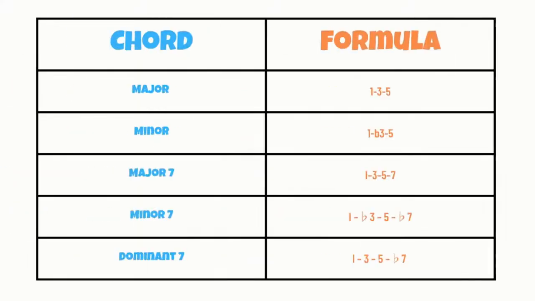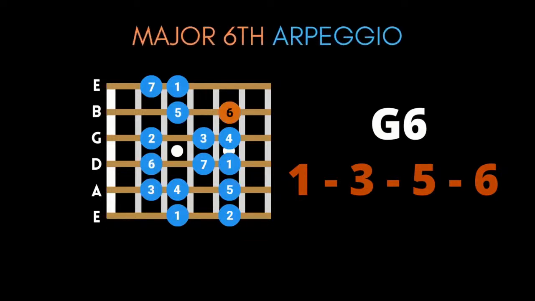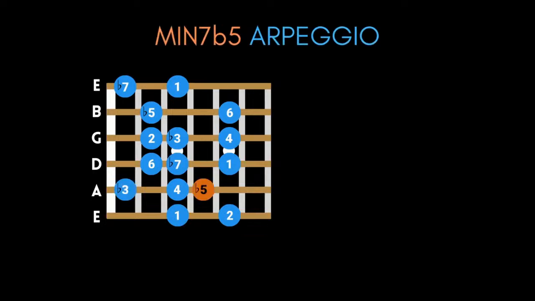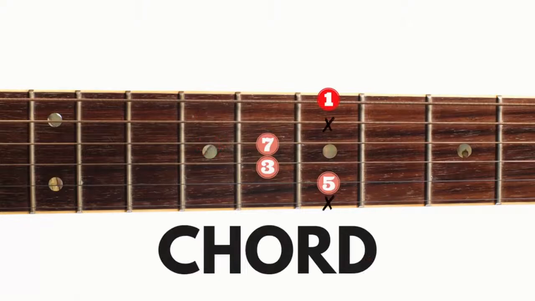So provided you know the intervals contained within most chord types, you could use this knowledge to create any arpeggio you wish. So perhaps a major 6 arpeggio, which would contain the intervals 1, 3, 5, and 6. Or even a minor 7 flat 5 arpeggio, which would be 1, flat 3, flat 5, and flat 7. What you should be taking away from this is that a good strong knowledge of intervals will give you every pattern or chord you could possibly need without having to learn countless shapes from books or lessons online.